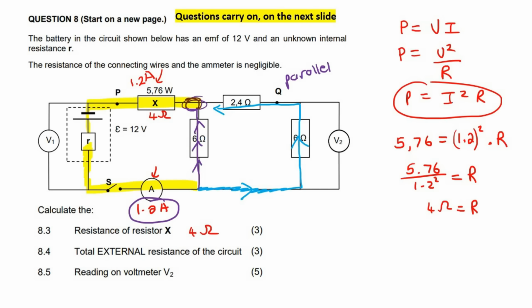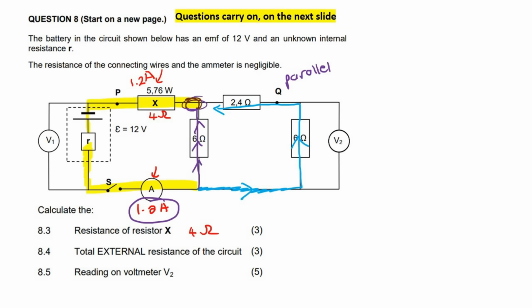Okay, next one. Calculate the total external resistance in the circuit. So that means we're going to have to get this resistor, which we already know, and then all of this, and then this one over here. Now, pay careful attention, guys.